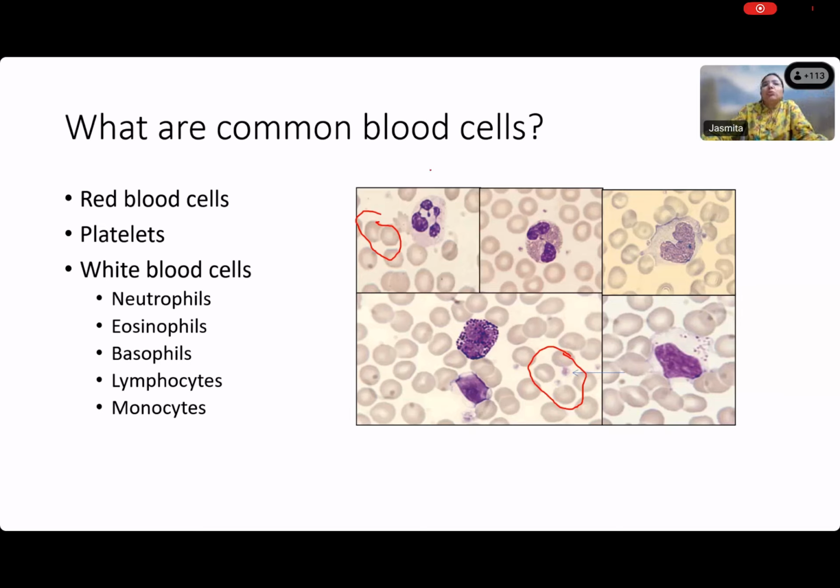And when we talk about the white blood cells, which are the most common types, this is a neutrophil, this is an eosinophil, this is a monocyte, this here is a lymphocyte, and this here is a basophil. And what about this? This is also a lymphocyte, a large granular lymphocyte. So these are the 5 dominant cells that we see in the peripheral blood.